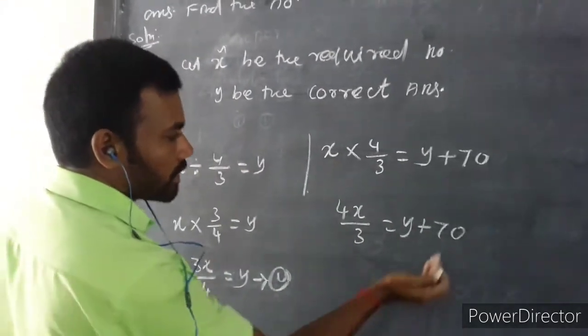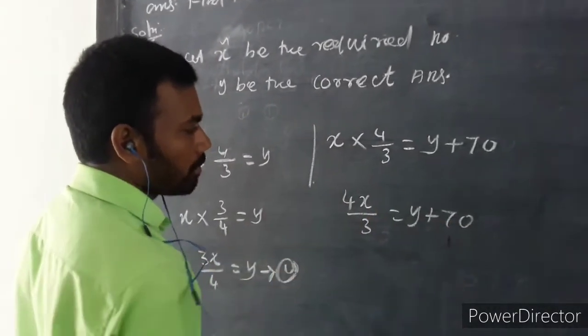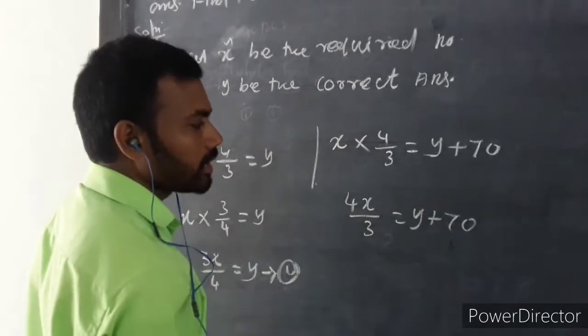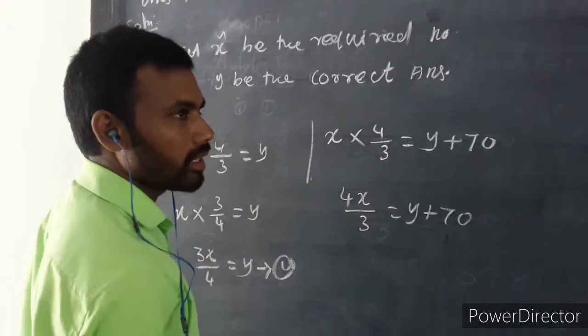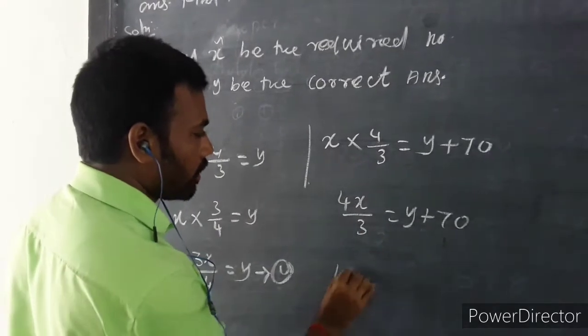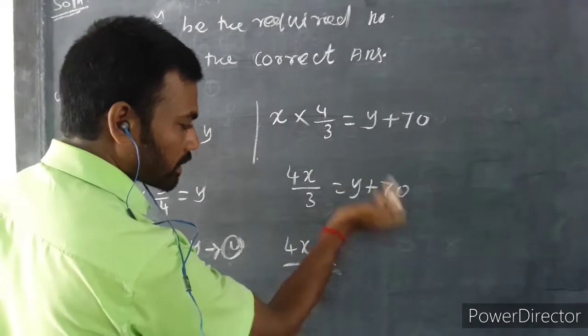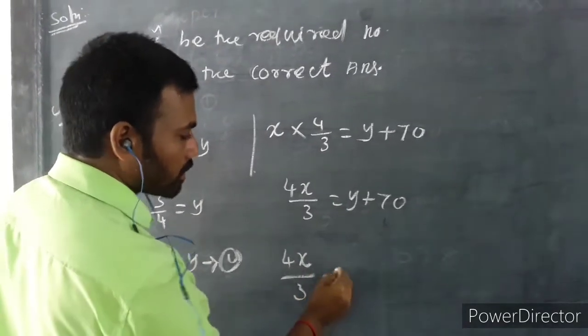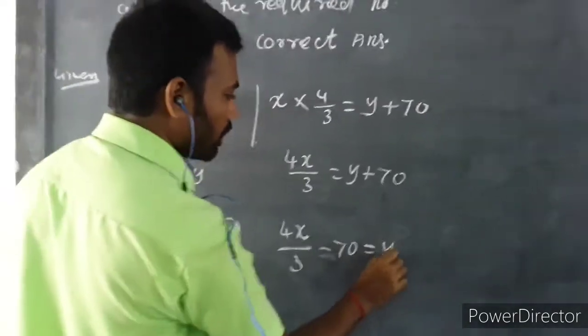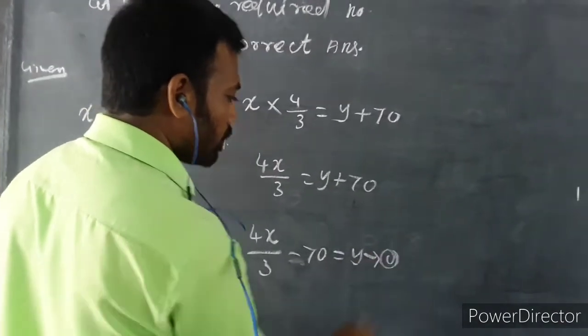Right. Next one, so 70 becomes to the left side, so change the sign only. So plus becomes minus on the left side. Therefore 4x by 3 minus 70 is equal to y. This is equation number 2.